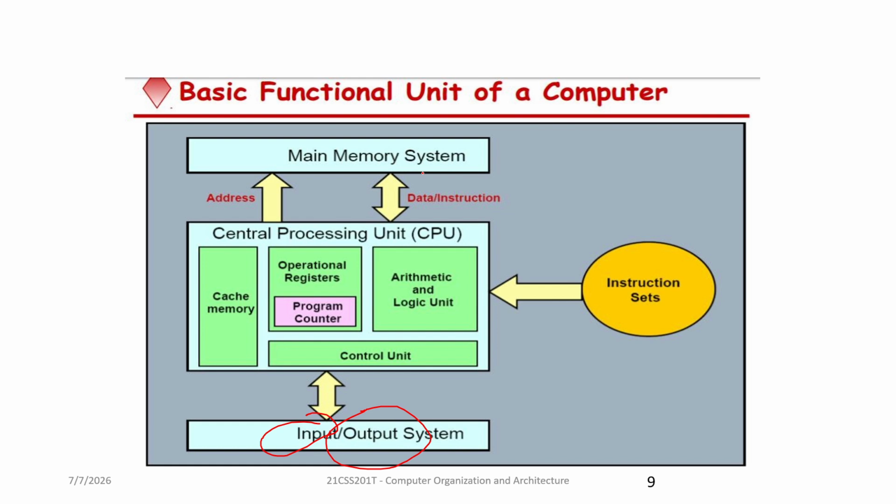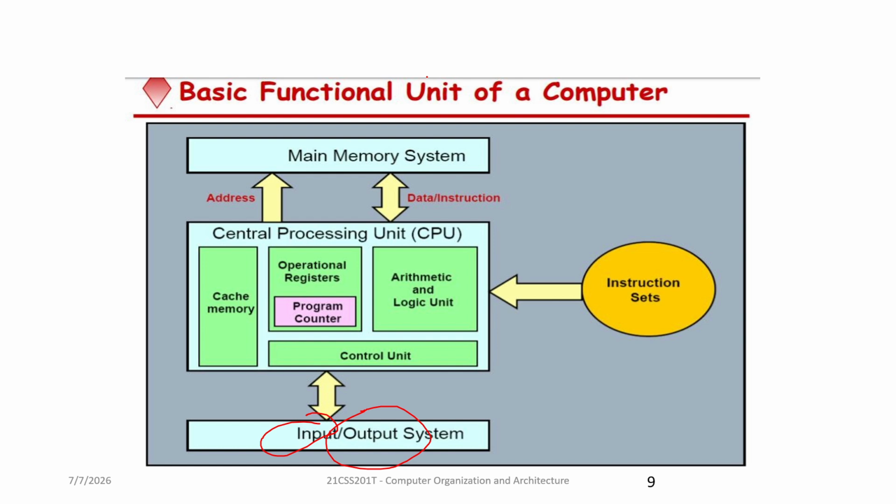Then we have memory. What is memory? We have different memories available: main memory, cache memory, and secondary memory. Cache memory shares space with the CPU. Compared to main memory and secondary memory, cache memory is much faster. So whenever we need any program, we take it from the cache memory. If the program is not available in cache memory, we go to the main memory, then to the secondary memory.